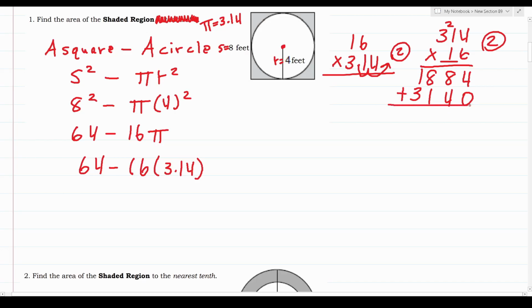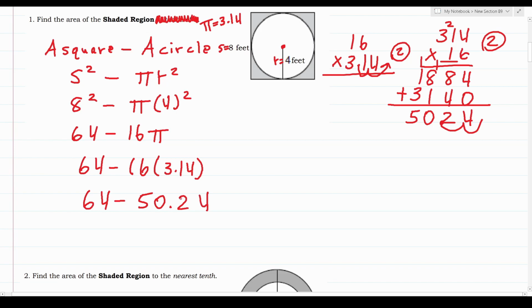So let's add these together. 0 plus 4 is 4. 8 plus 4, 8, 9, 10, 11, 12. Carry a 1. 8 plus 2 is 10. Carry a 1. And 3 plus 2 is 5. Bring our 2 decimals back in. 1, 2.